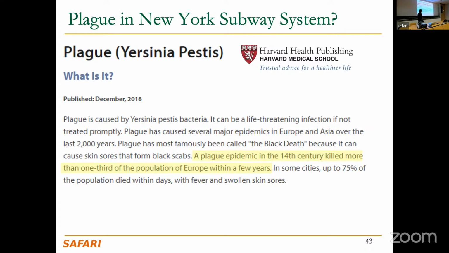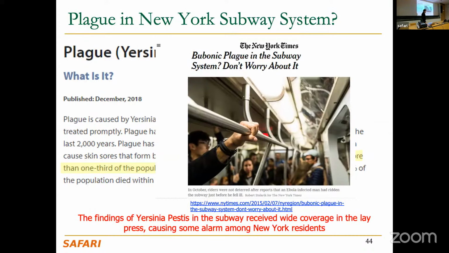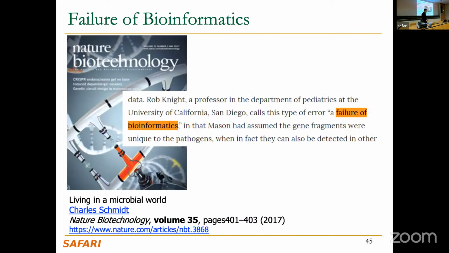There was a question of whether there was plague in the New York subway system a few years ago. Plague was an epidemic in the 14th century in Europe that wiped out almost a third of the population. It is essentially also known as the Black Death, right? So you can imagine how scared people could be. People were extremely worried whether there was a plague, because the microbiome analysis that people were doing at the time was showing this. But essentially, this turned out to be a false analysis.